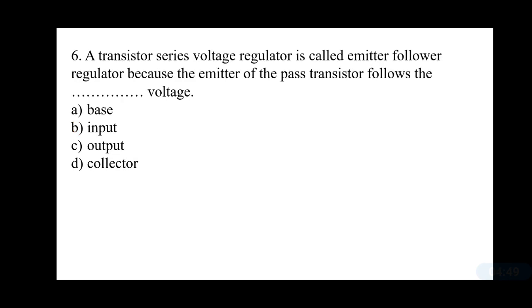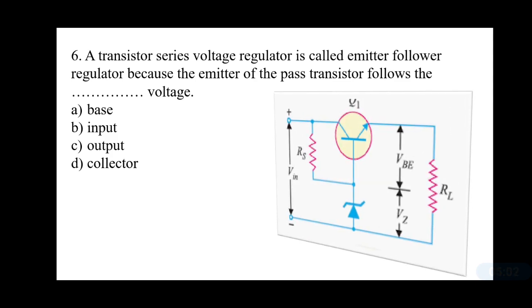Next question. A transistor series voltage regulator is called an emitter follower regulator because the emitter of the pass transistor follows the dash voltage. As shown in the circuit, the output voltage is measured across the emitter. The correct option is base. The output voltage is measured across the emitter and base. The correct option is A.